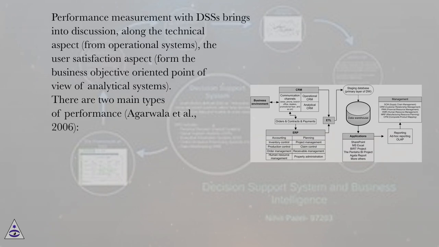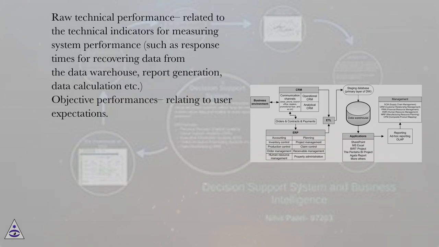Performance measurement with DSSs brings into discussion, along the technical aspect, from operational systems, the user satisfaction aspect, from the business objective-oriented point of view of analytical systems. There are two main types of performance, Agarwala et al., 2006. Raw technical performance related to the technical indicators for measuring system performance, such as response times for recovering data from the data warehouse, report generation, data calculation, etc. Objective performances relating to user expectations.